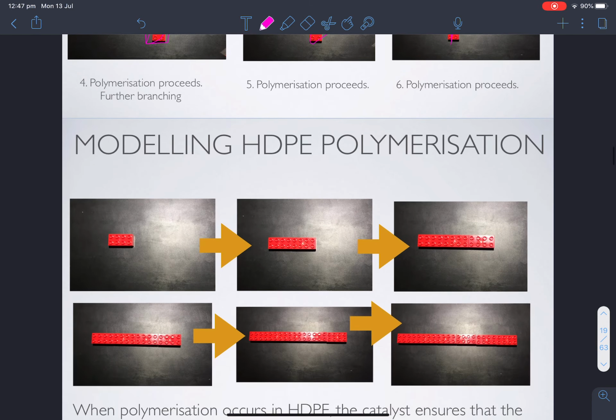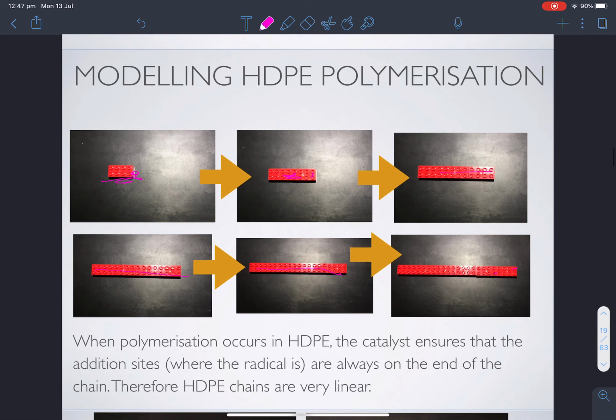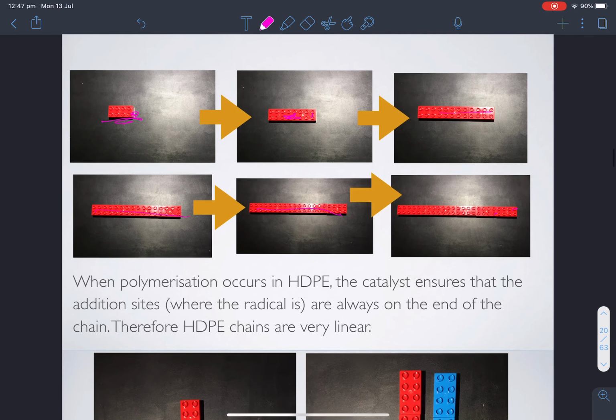Okay, let's contrast this with high density. Monomer, another one. Because the radical site is always on the end, you get a long line of these, a straight chain one, because the radical site is always on the end. Okay, so you get a linear HDPE chain.